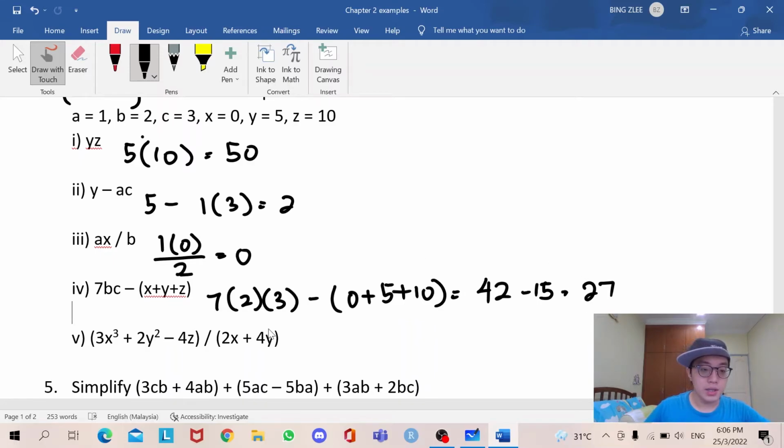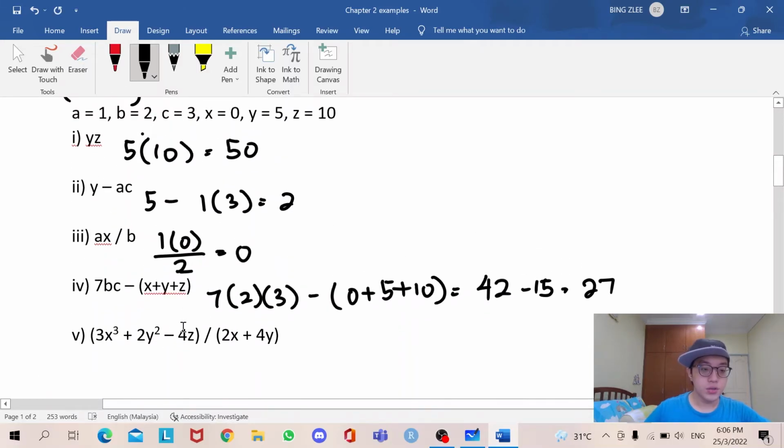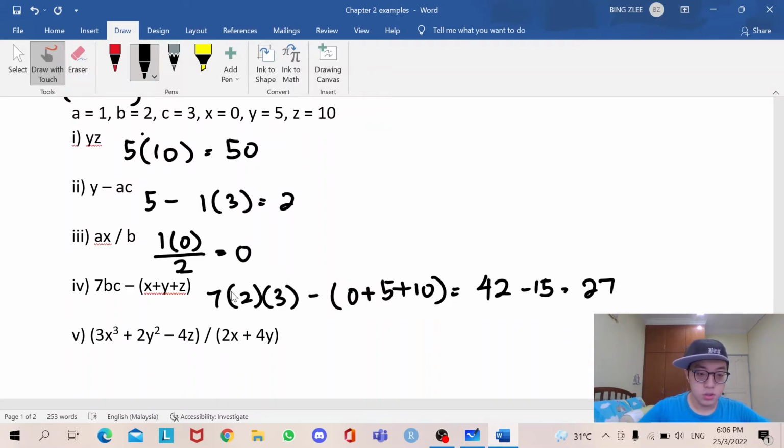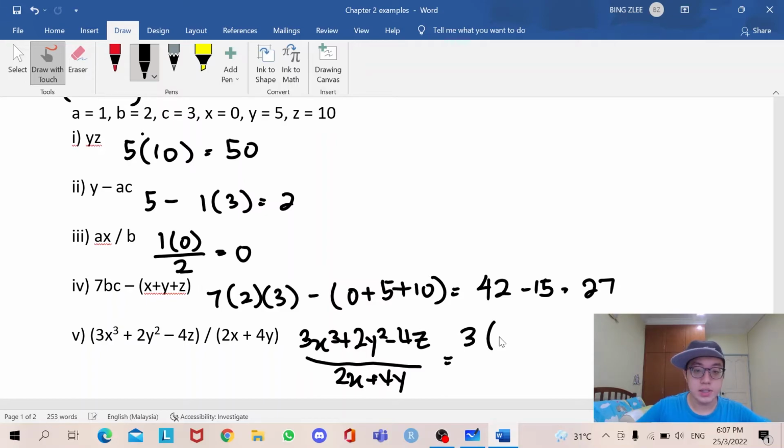Okay. And the last one, we need more spaces here. 3x squared plus 2y squared. Let's write it down. So this is asking for 3x cubed plus 2y squared minus 4z, the whole thing over 2x plus 4y. Alright, so 3x is 0, x cubed, so 0 cubed, 0 to the power of anything is 0.